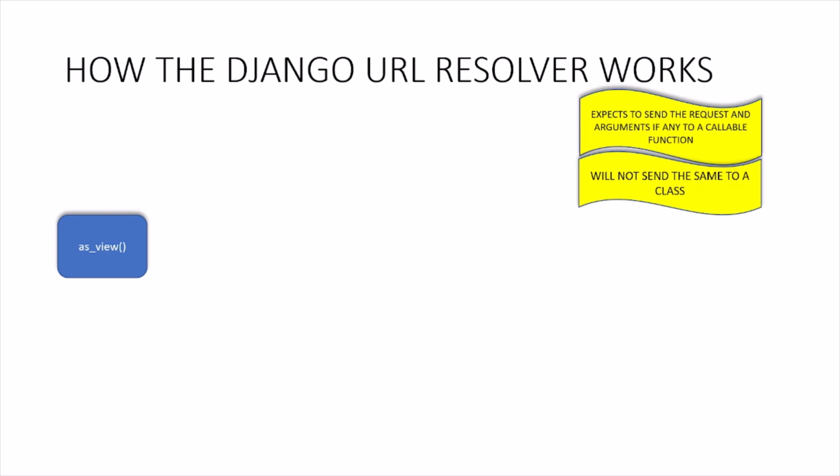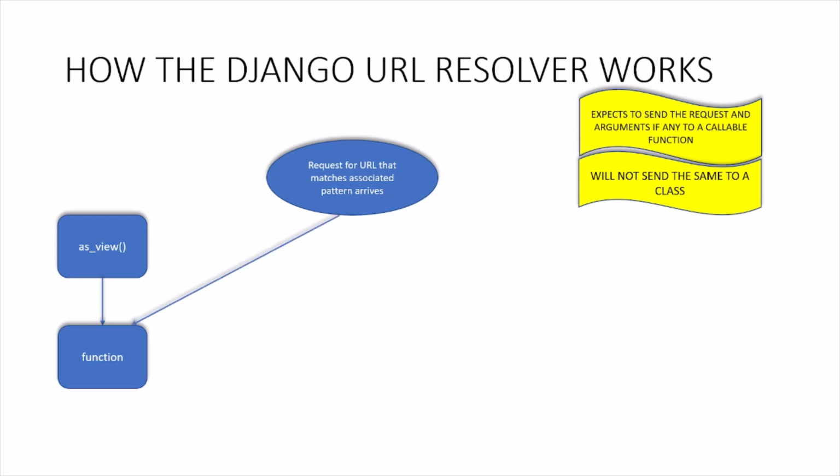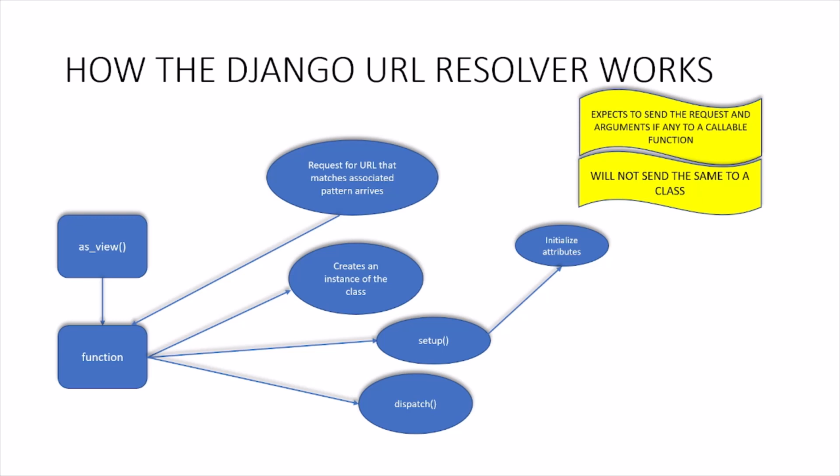So the as_view method returns a function which is callable. So when a request for a URL that matches a pattern arrives, then it is this function that is called. And this function in turn will first create an instance of the class, then call the setup method. What does the setup method do? The setup method will do some view initialization, initialize attributes. The same callable function will then call the dispatch method of the class.